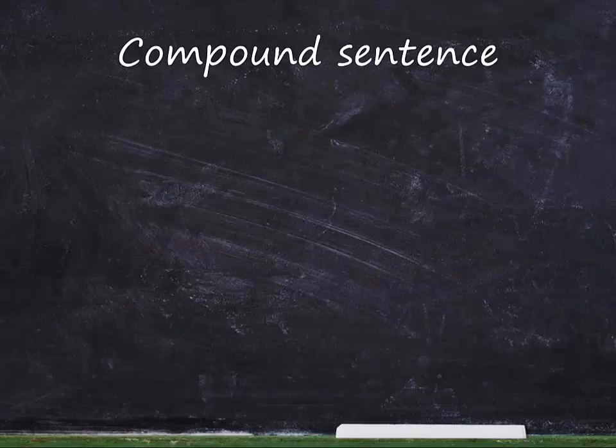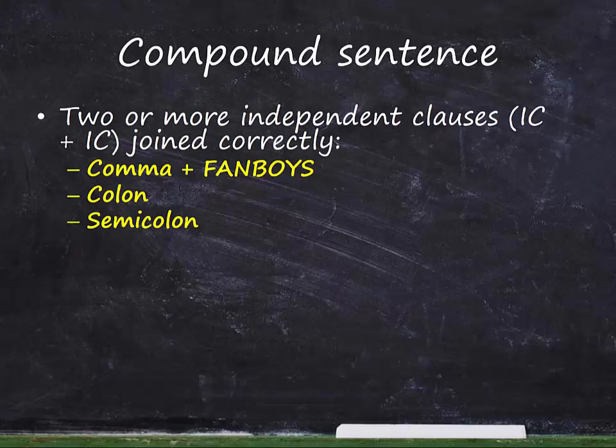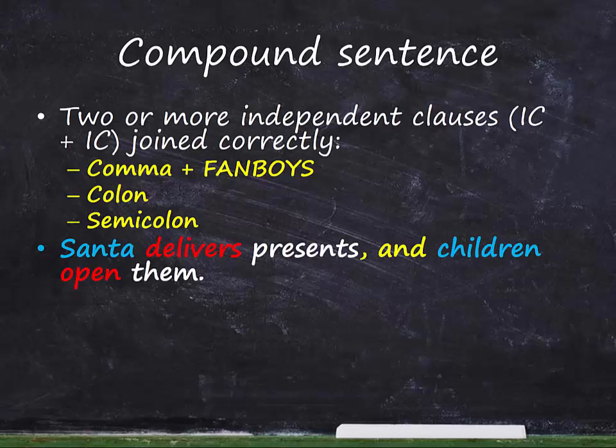Okay, so a simple sentence is one independent clause by itself. A compound sentence has two or more independent clauses joined correctly. In the last video, we talked about one way to join them, with a comma plus a FANBOYS conjunction. But there are two more options, with a colon or with a semicolon. Let's see what that looks like.